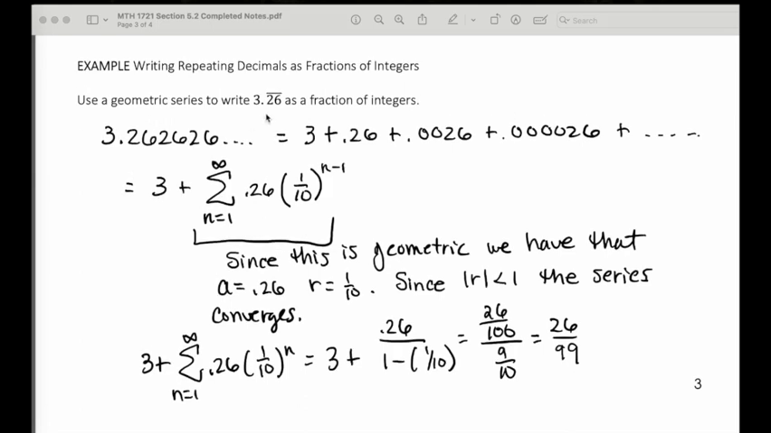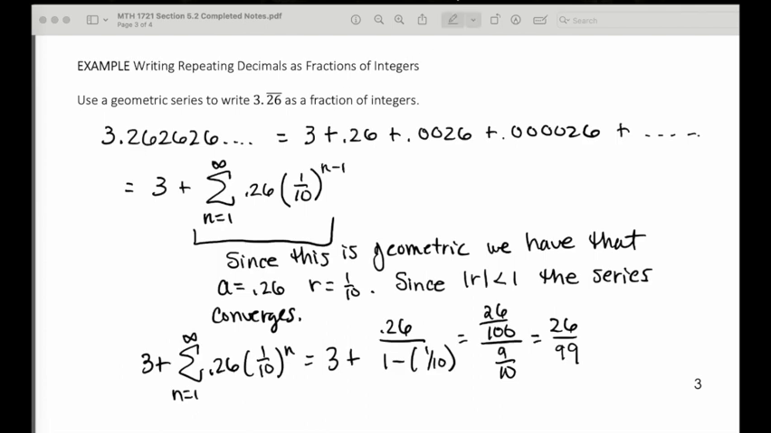So, looking at this example, I want to show, using a geometric series, we're going to write 3.26 repeating as a fraction. I'm going to separate the whole number, and I just want to show that 0.262626 repeating is 26 over 99. And then we add it to the 3, of course, and we get 3 and 26 over 99.